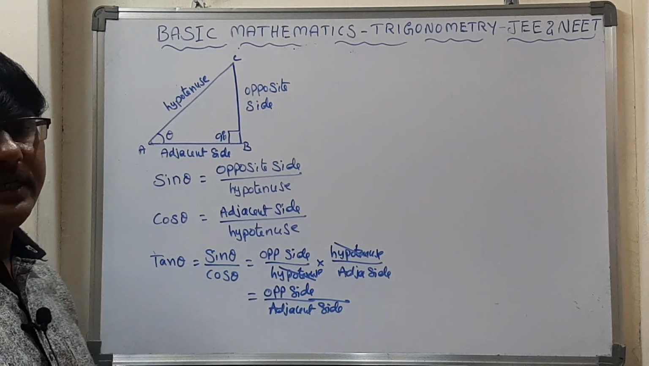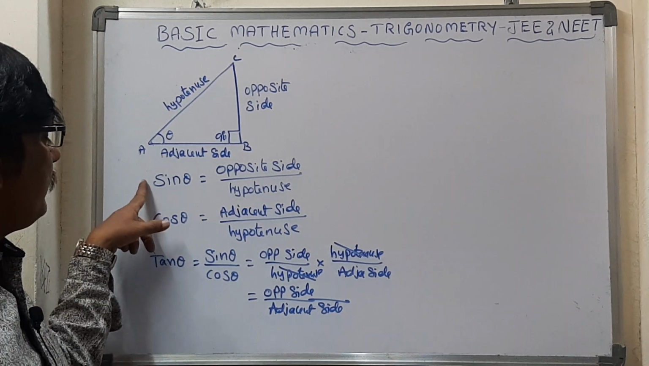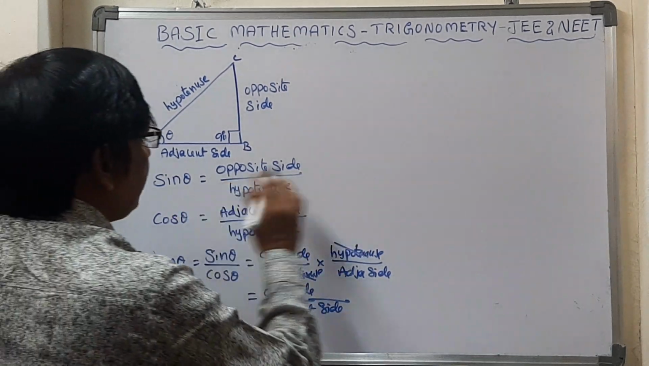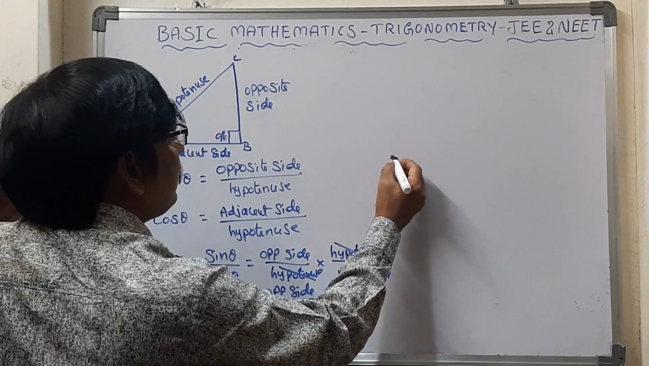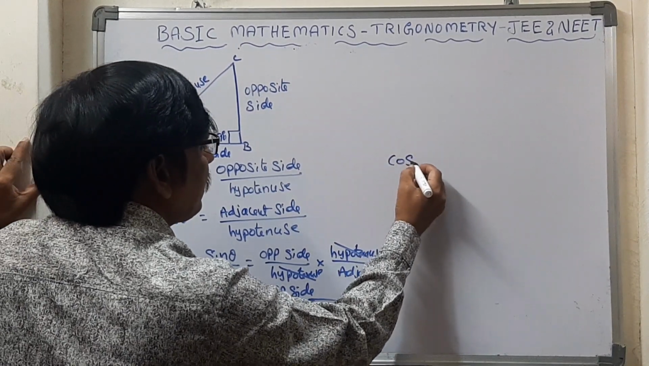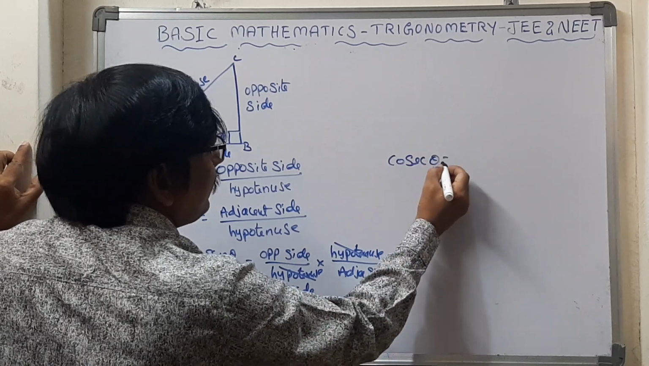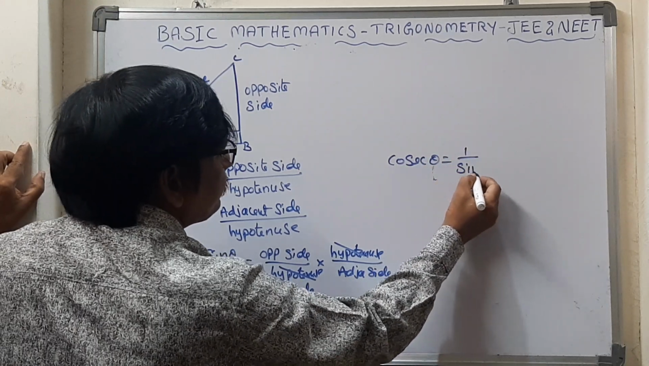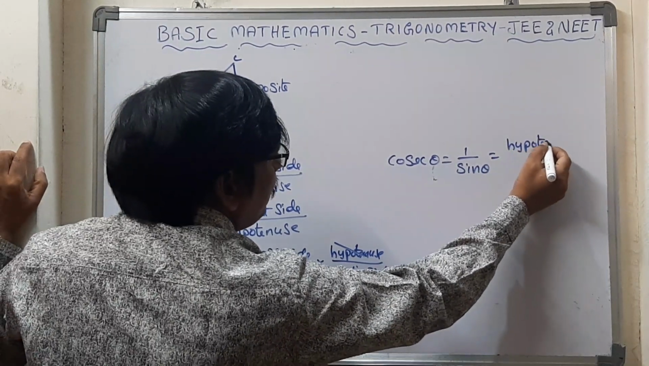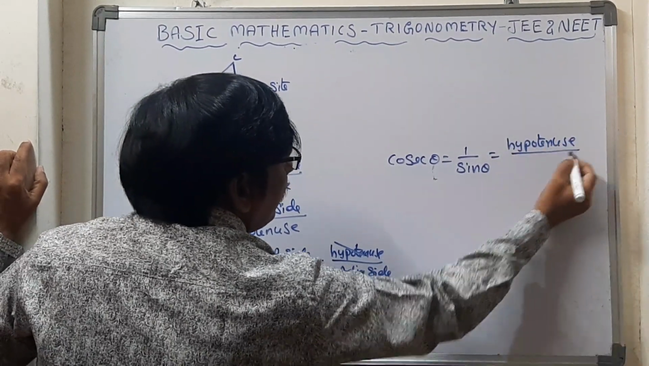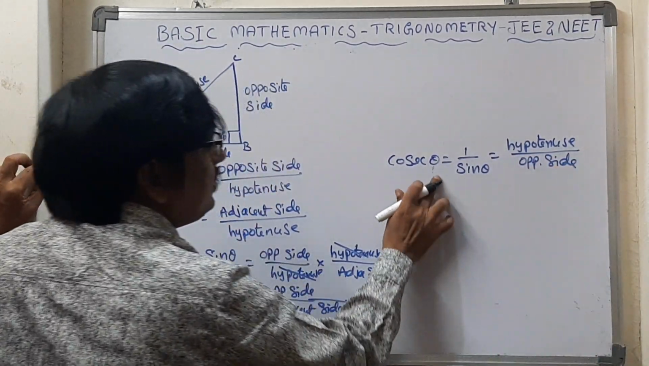Now let us see the inverse trigonometric functions. Inverse here means we take the reciprocals of sin, cos and tan theta. The reverse of sin theta is cosec theta, cosecant theta, which is equal to 1 by sin theta, that is hypotenuse by opposite side. So this is cosec theta.